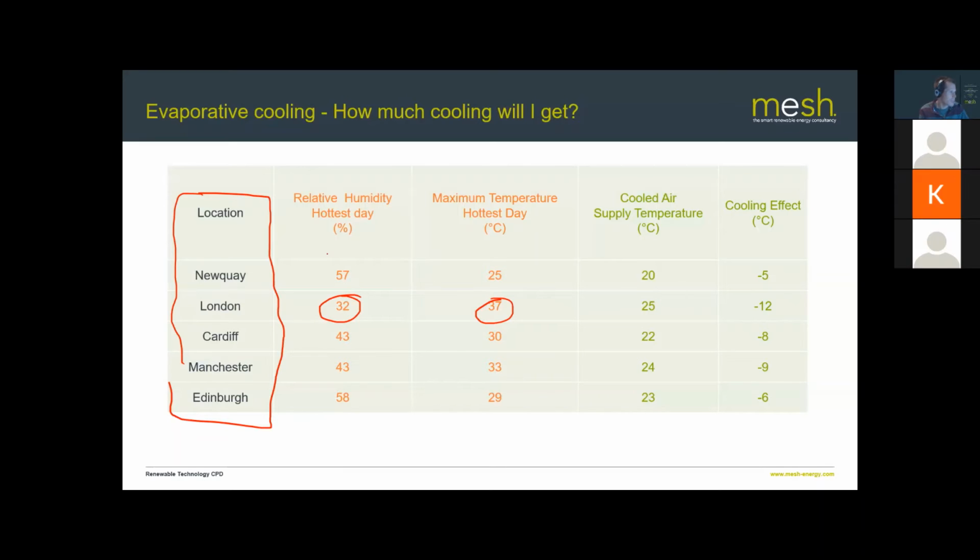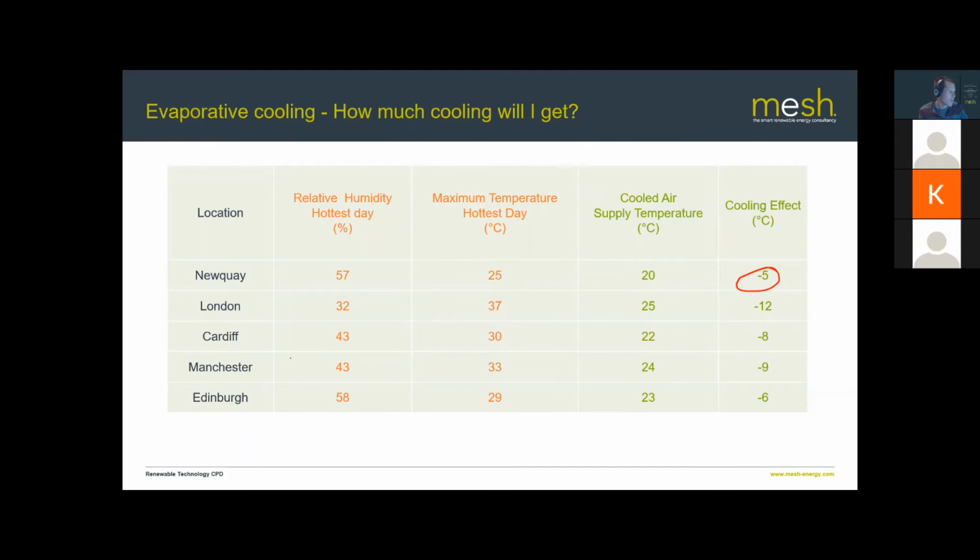In coastal locations, so we've got Newquay down here, obviously Newquay down in the southwest, slightly higher relative humidity at 57%. And there you get a much more modest cooling effect of only 5 degrees. But that still gives you an air-off temperature of 20 degrees C, because the hottest day in Newquay isn't quite as warm, thanks to the cooling breeze off the sea. So again, 20 degrees would be ample for most applications.